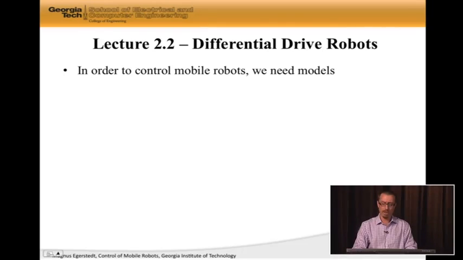In order to design behaviors or controllers for robots, we inevitably need models of how the robots actually behave. And we're going to start with one of the most common models out there, which is the model of a differential drive mobile robot. So a differential drive wheeled mobile robot has two wheels, and the wheels can turn at different rates. And by turning the wheels at different rates, you can make the robot move around. So this is the robot we're going to start with.